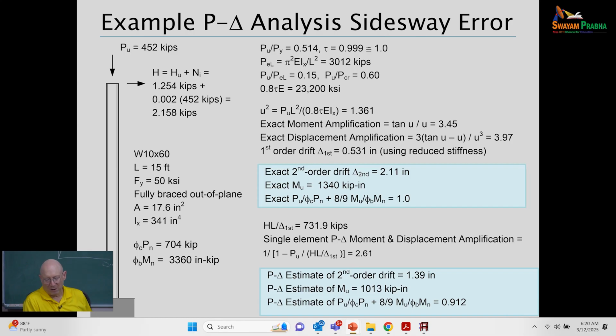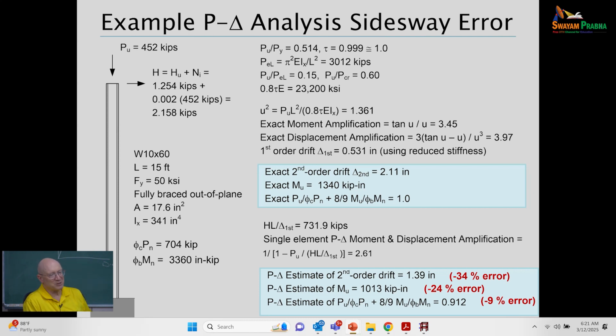What if we just apply the amplification factor of 2.61? We would get 1.39 for the drift, or for the lateral displacement. So our displacement would be off by 34%. You say, oh, that's not good. That's a bit off. But now, how about the moment? The moment is off by 24%. So how about the strength check? We get 0.912. So basically you say, well, okay, the strength check is 9% off.